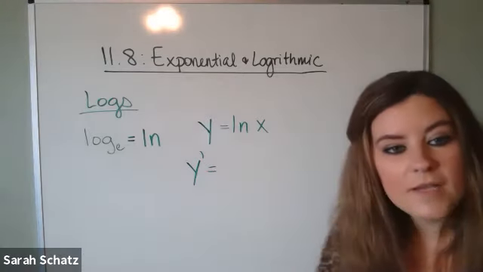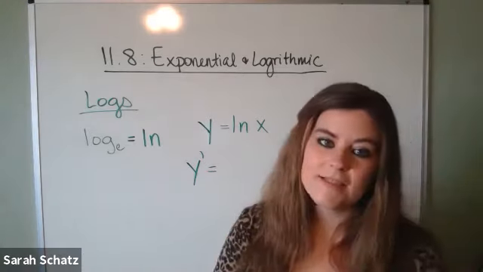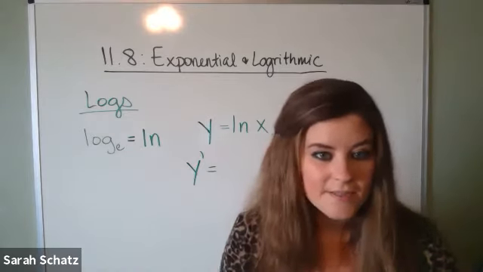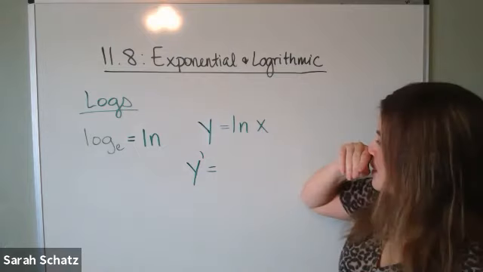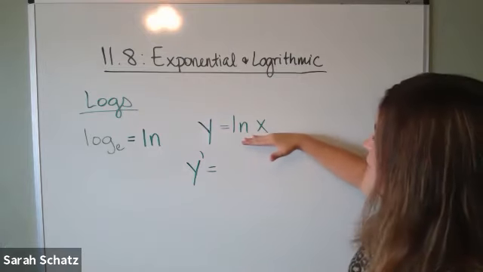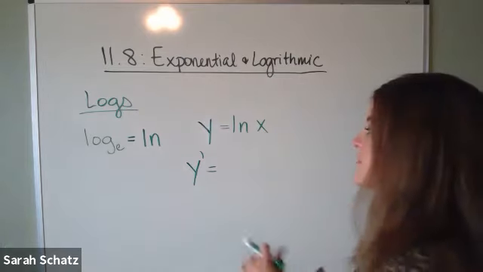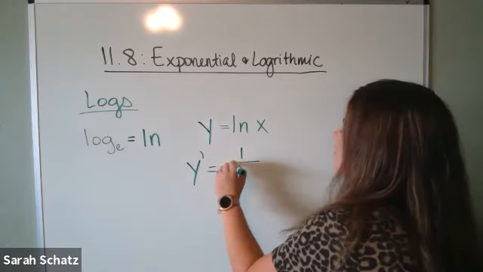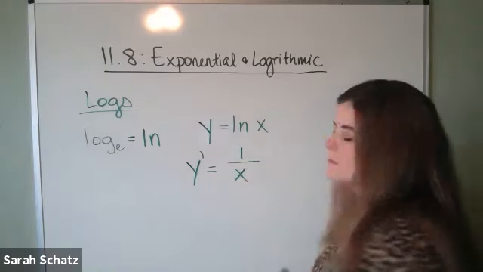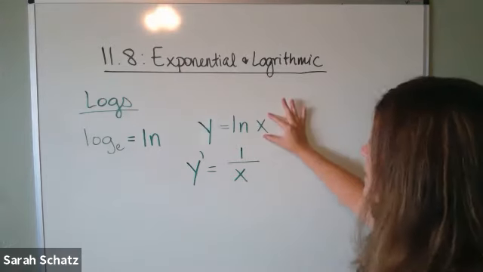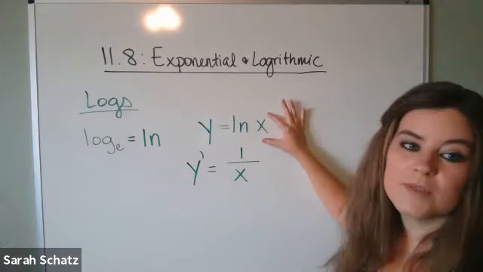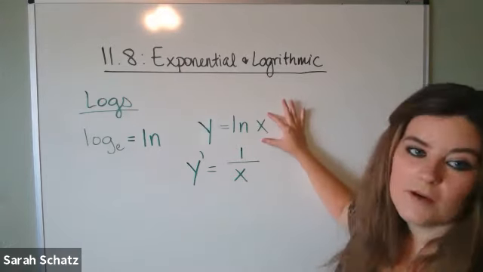Okay, so natural log's not as easy as e. It doesn't just stay exactly the same, but it's not that bad either, guys. So you have the natural log of x. When you take the derivative, what happens is you get 1 over x. And that's it. You guys, I want you to think about x as a placeholder because we know it's not always just an x here.